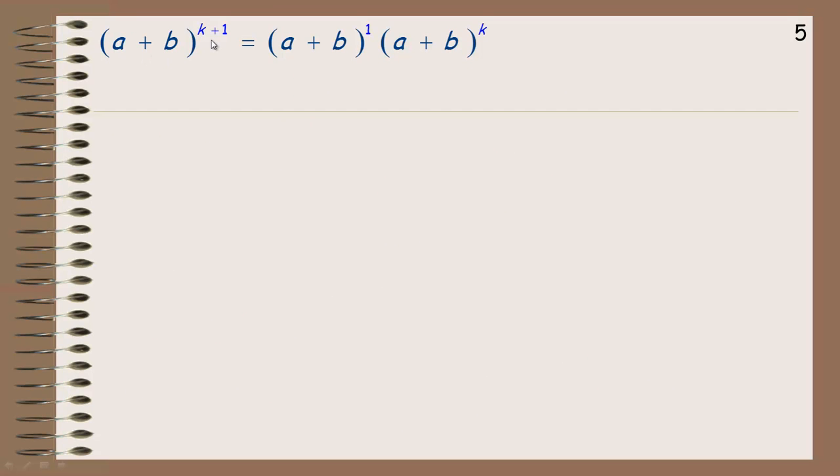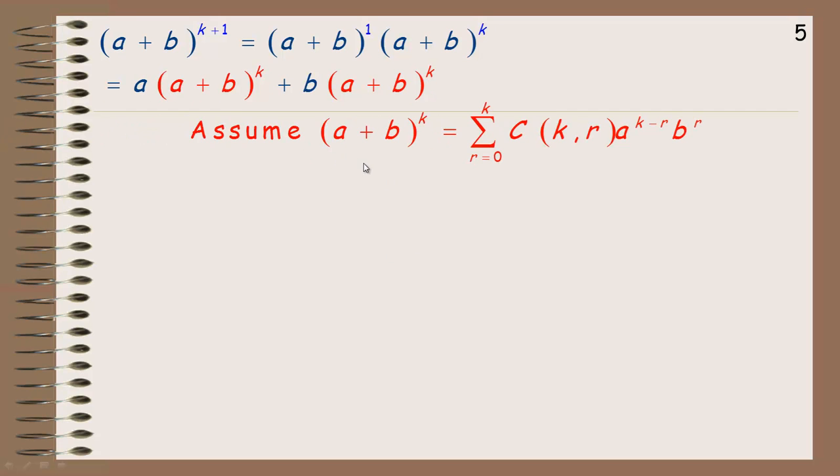Now, (a + b)^(k+1), we want to show that property is true from the previous page. That would equal (a + b)^1 times (a + b)^k. And because we have the same base, we add the exponents, that's where the k + 1 comes from. So I'm going to expand this (a + b) in here. This is just the distributive property. a times this power would be this, plus b times this (a + b)^k would be this term here. Now, here's our assumption from the previous page.